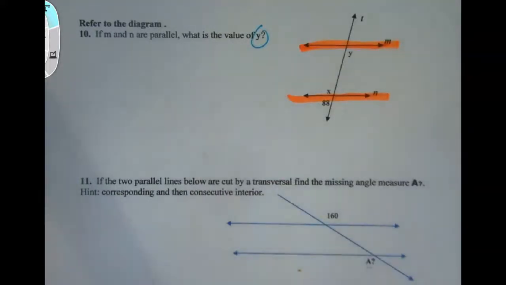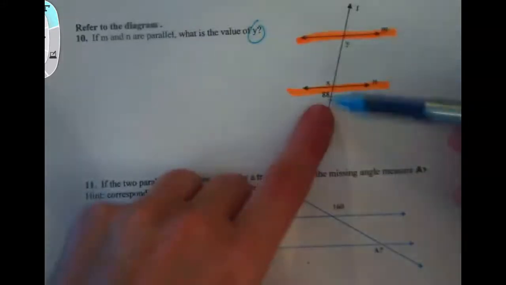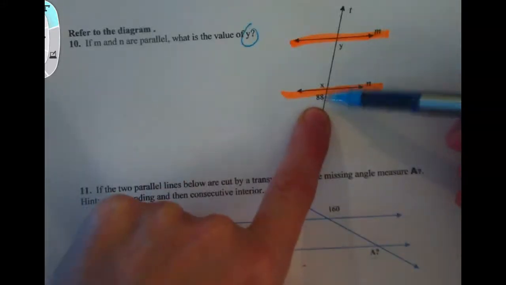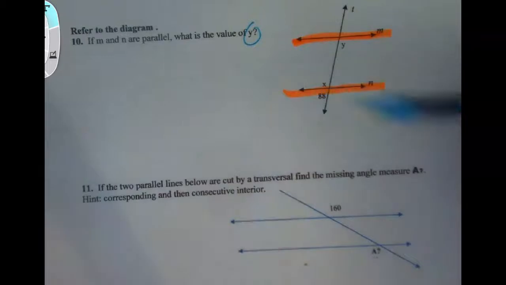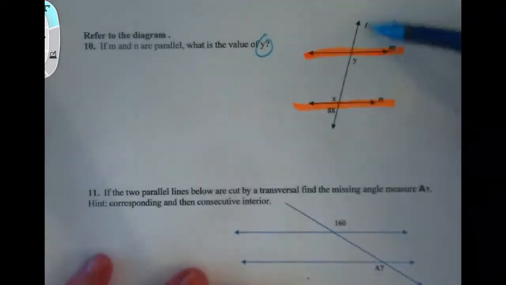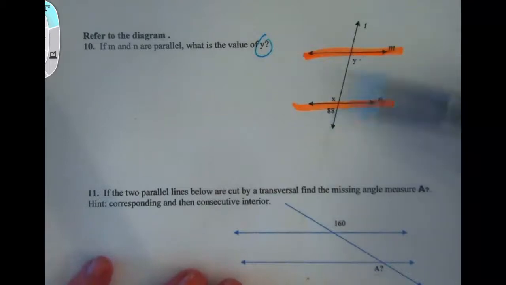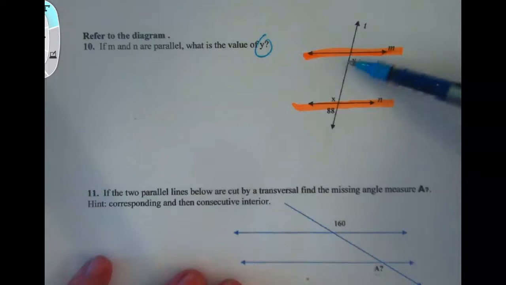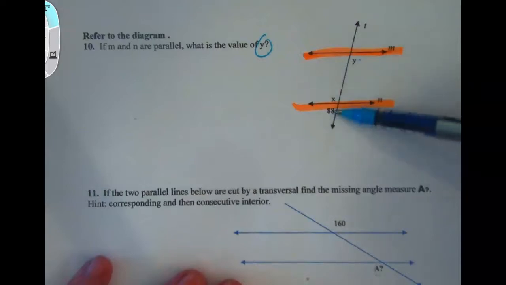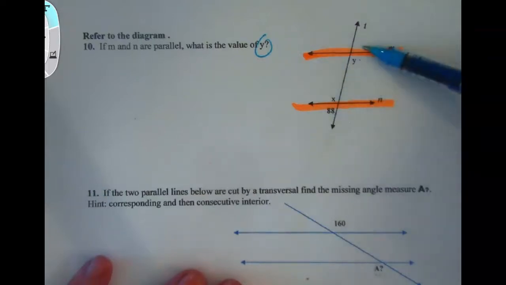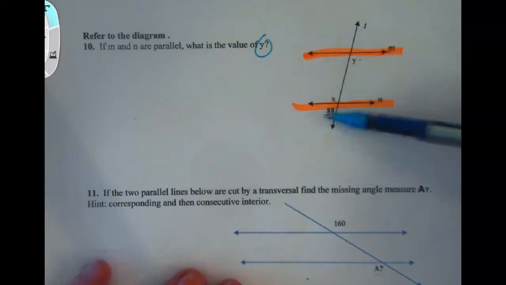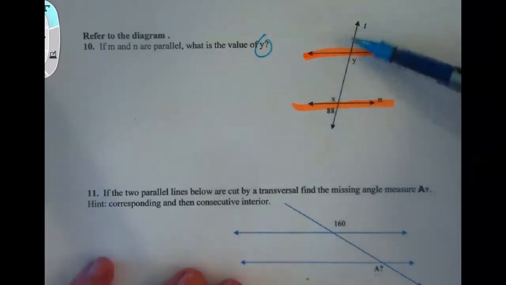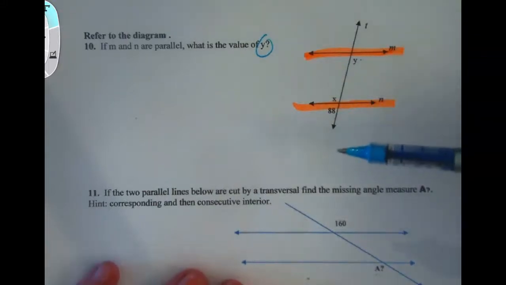So if I want to know Y, if you can tell, we've got 1 on the outside, we've got an 88, X, we don't know. It doesn't ask us to find X, so it's just an extra letter. Y is right here on the inside. So what we want to get to is either we need another inside angle so that we can do alternate interior or consecutive interior, or we need to do corresponding, because corresponding would help us to get to that consecutive interior angle as well.